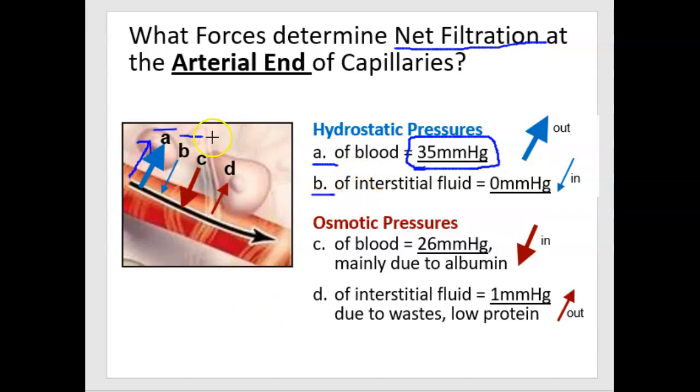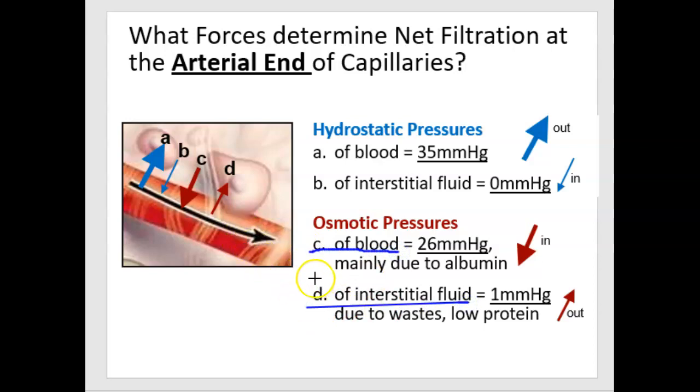But there is a fluid accumulation in the interstitial space, and that's pretty negligible. Even if it's not zero, it's very small, but it would be an inward force if it existed, but it really doesn't play a big role. Now, the osmotic pressures at the arterial end do play a role in both the blood and the interstitial fluid.